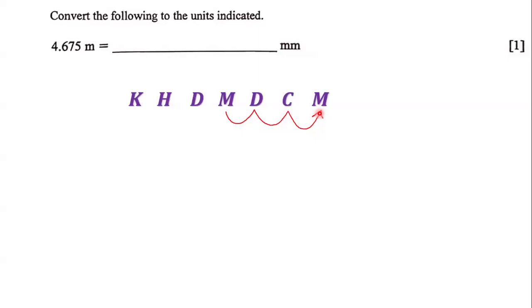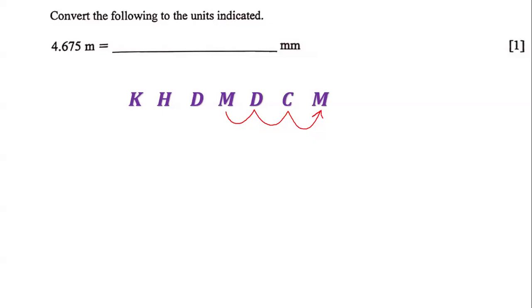That's correct. When we say move over 3 times, we're not counting the first position. We're just counting when we move over. So 1, 2, 3. That's why it looks like 4, but it's actually 3 times. Did we move to the left or to the right? To the right. Whenever we move to the right, we multiply.